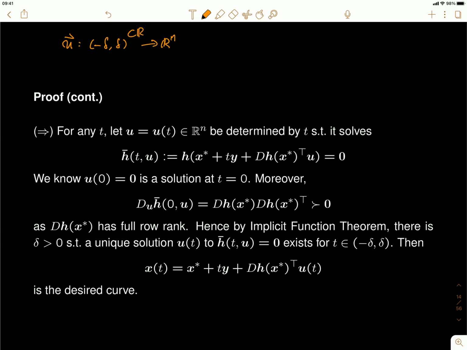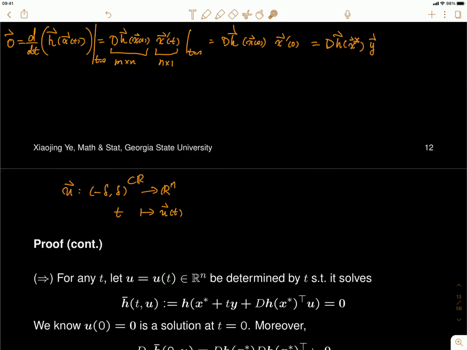And we want to know how this is specified. That means I need to know, for each value t in this interval, what is the point or what is the vector here. And this one is determined by this function of t and u. Let's say that for every t and every n-dimensional vector u, I define this function of t and u as this. h is the constraint function that we had earlier, and for every fixed t and u, the value is taken as the value of h at x star, which is the given point, and y is the vector in the tangent space, as we said here.